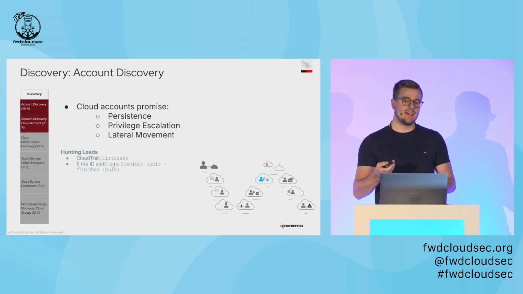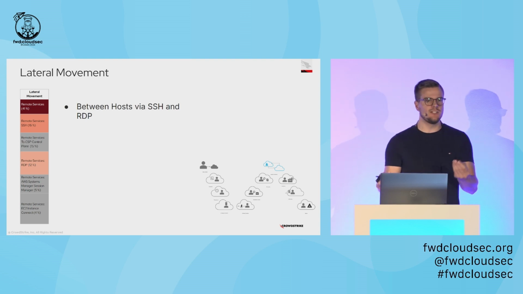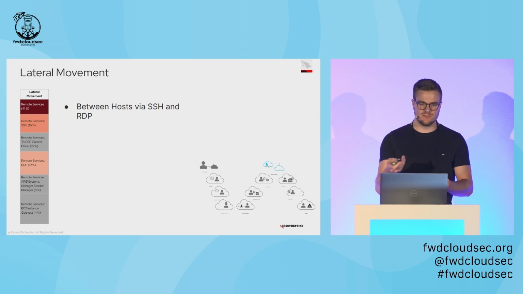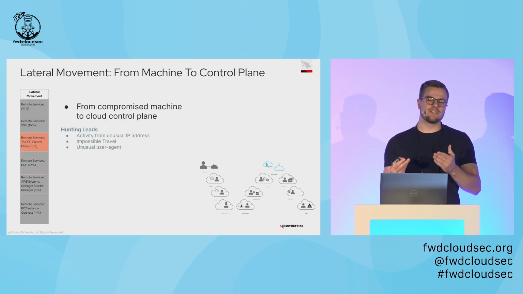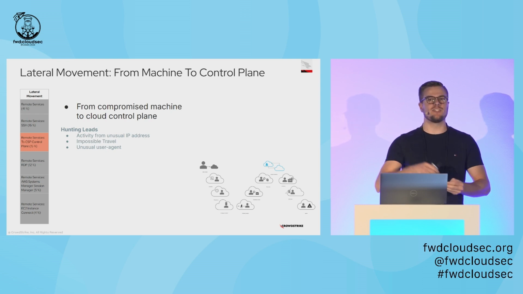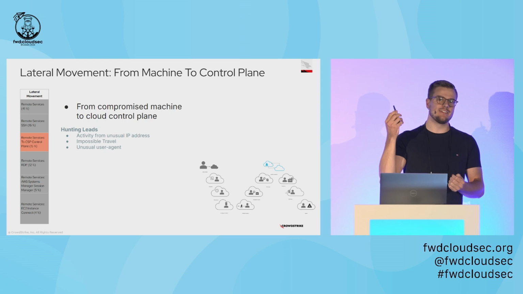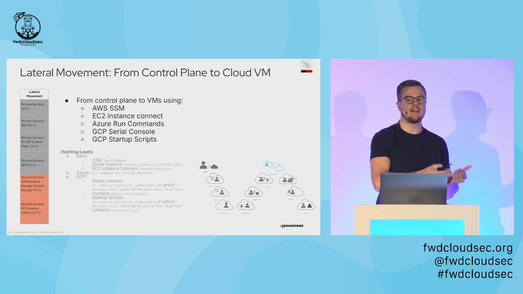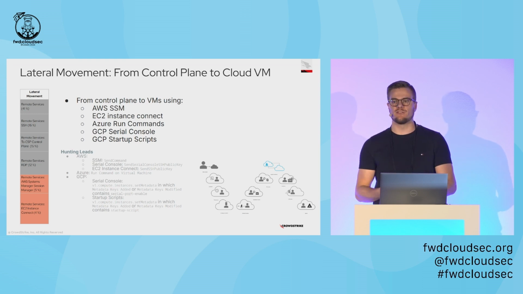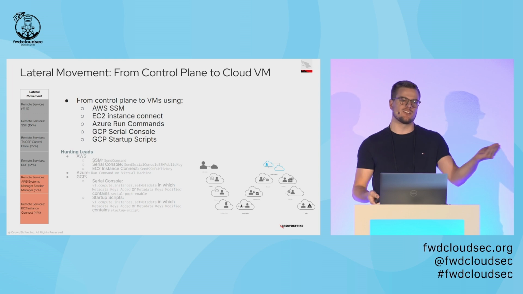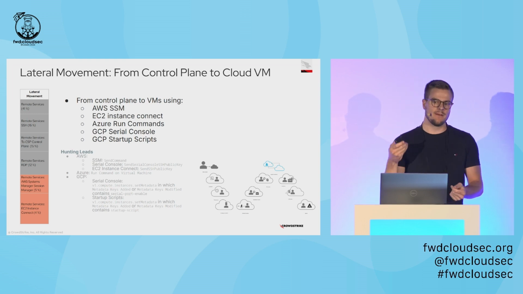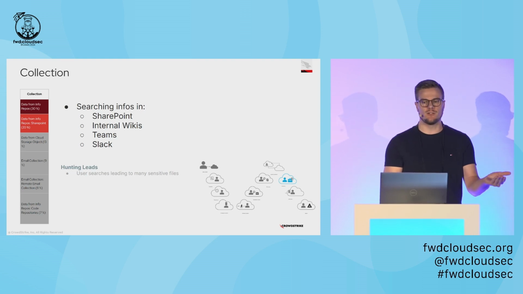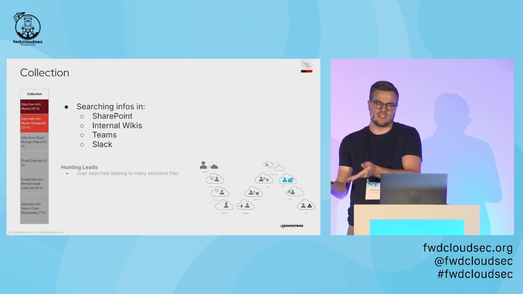and lateral movement. And as to lateral movement, if it's lateral movement between hosts, we observe the classic protocols like SSH and RDP, but we also commonly observe lateral movement from the compromised machine to the cloud control plane. And if the cloud control plane is compromised, we also commonly observe lateral movement from the control plane to these cloud VMs using the cloud service provider's respective remote access tooling like AWS SSM, Azure Run Commands, or GCP Serial Console. For their collection, actors primarily target information repositories such as SharePoint, but also internal wikis, Teams, or Slack.